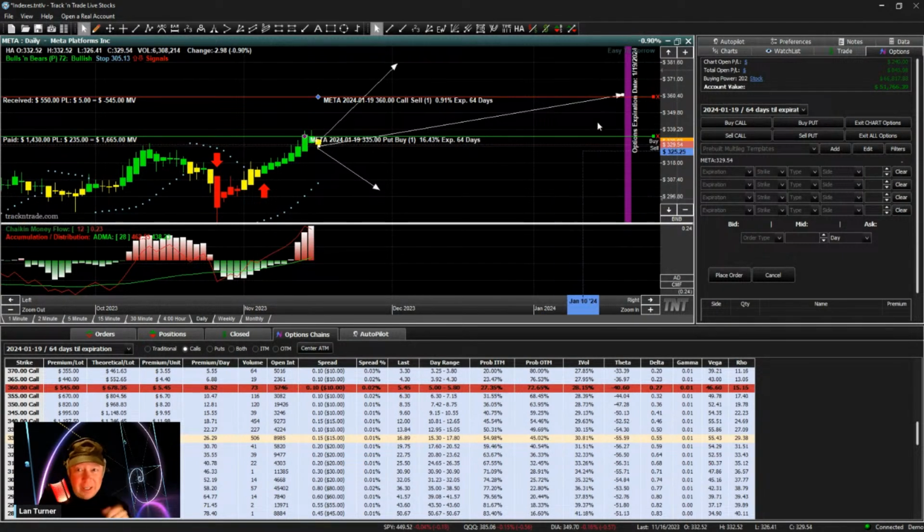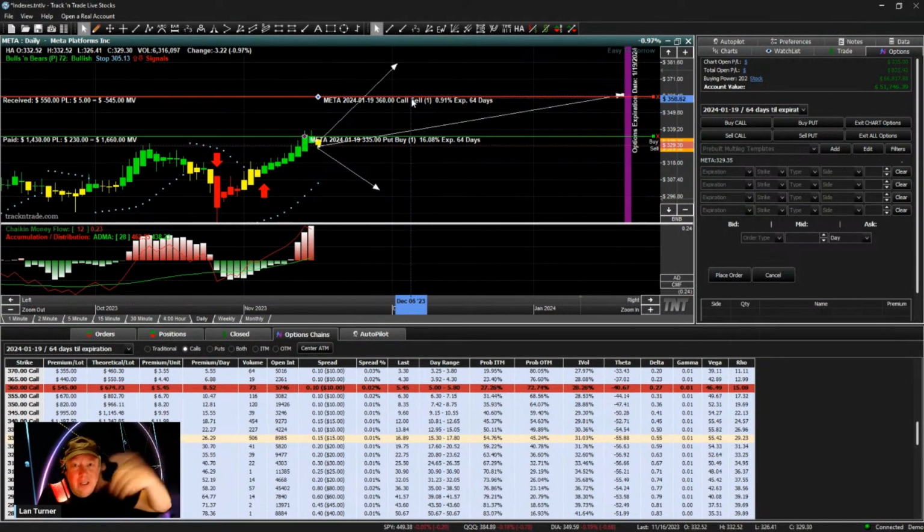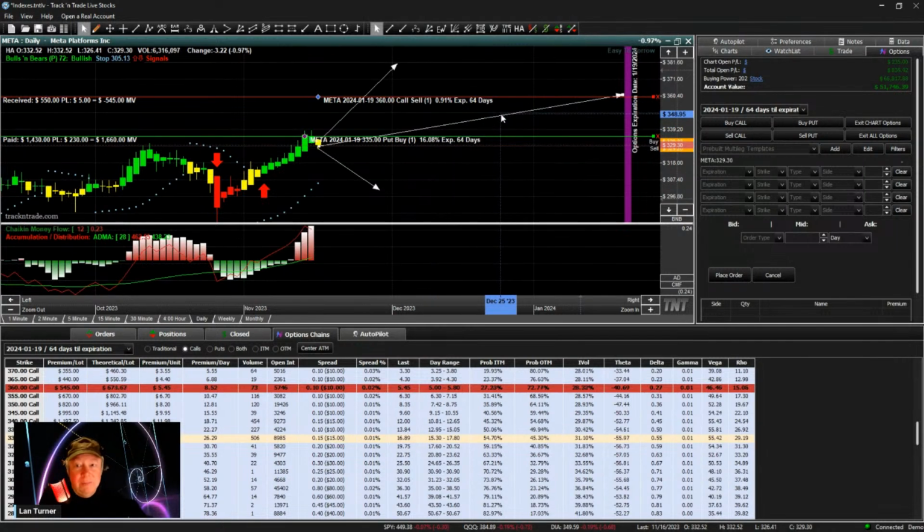One penny is all it takes to go over that red line, and you lose all $550. Why? Because the guy who you sold it to gets to take that profit. He gets to take that profit. So you will need that market to stay below that red line. And the longer it stays below that red line, the more likely you are to collect your premium.